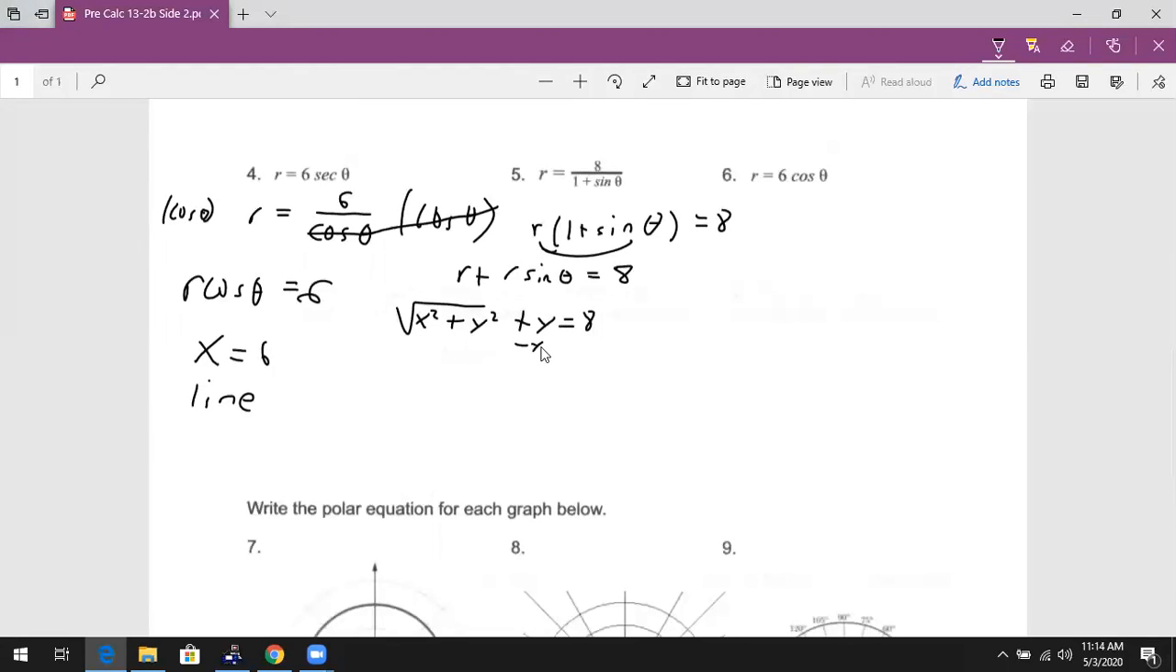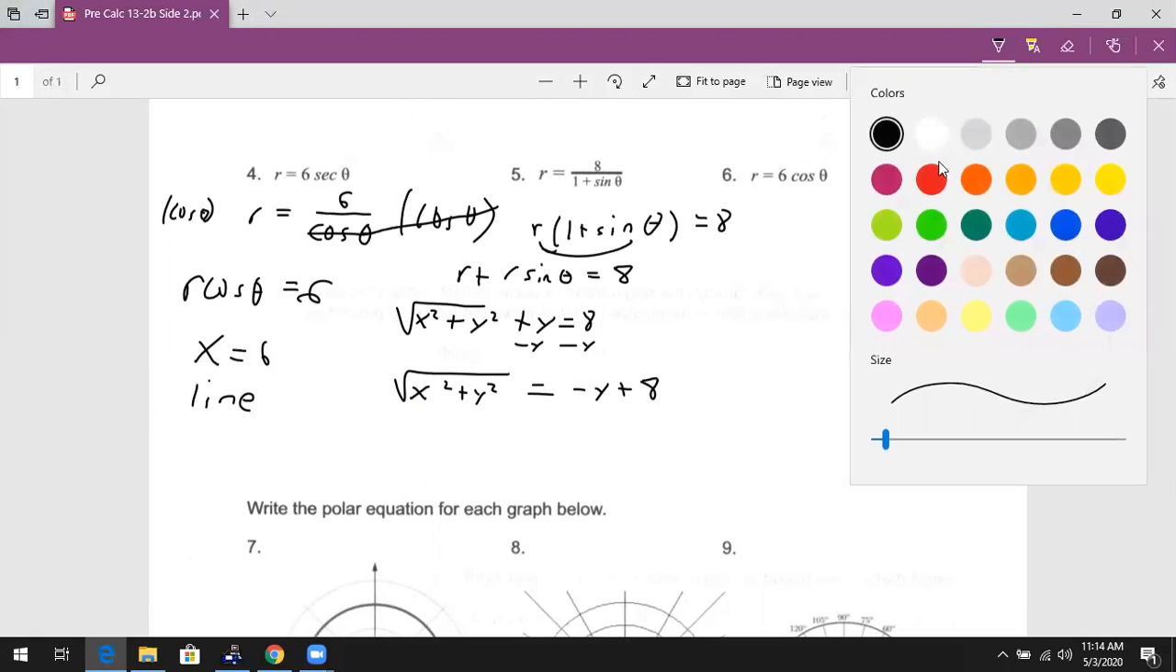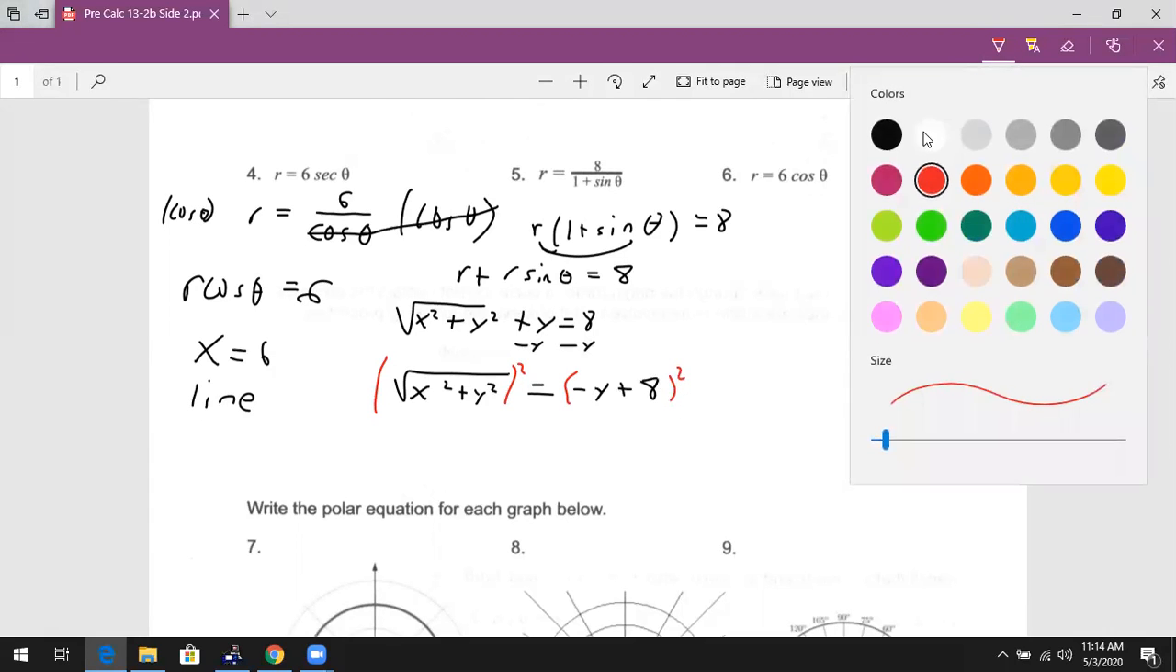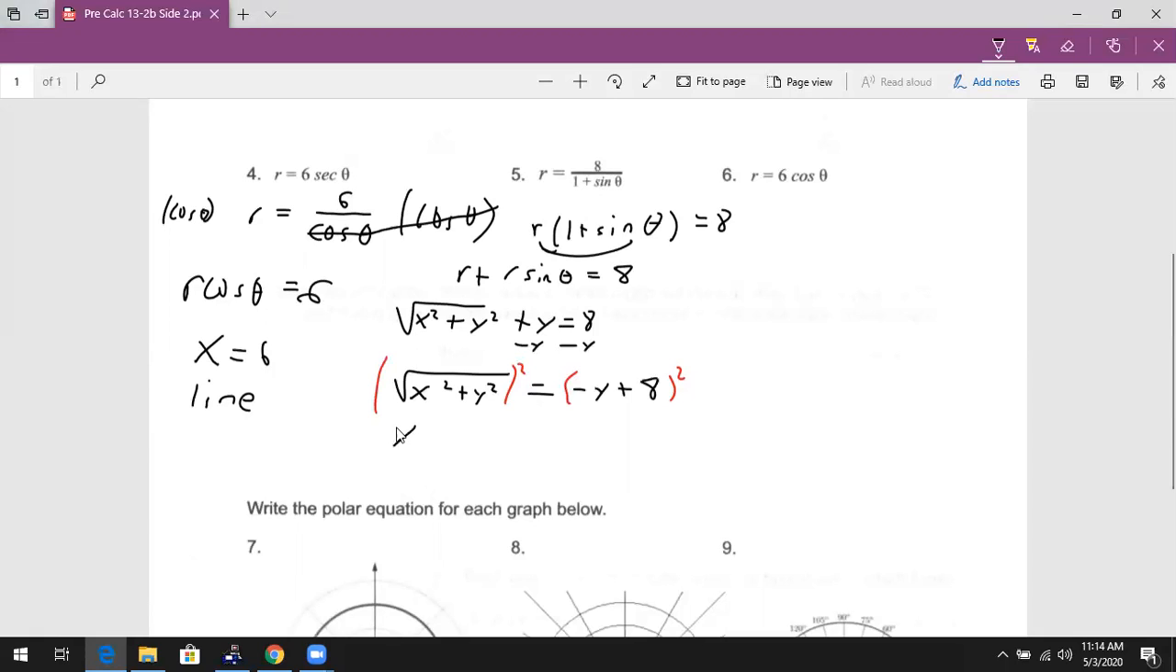So if we bring this y over here, I get the square root of x squared plus y squared equals a negative y plus 8, or I suppose you could say 8 minus y if you prefer. But now I'm going to square both sides, okay? And when I square the left side, it drops the radical. That's the reason we did it.